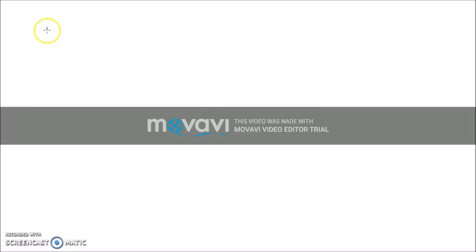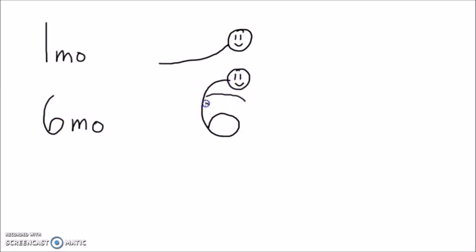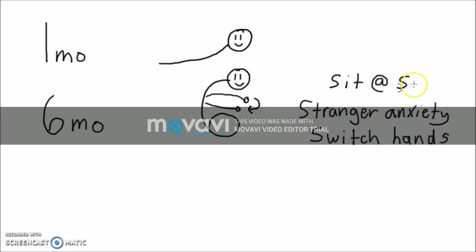Now for the developmental milestones. At 1 month, the infant should be able to lift its head. If not, it could be a sign of hypotonia. At 6 months, the infant should be following the S rule: sitting, stranger anxiety, and switching hands, which means it should be passing a toy from one hand to the other.